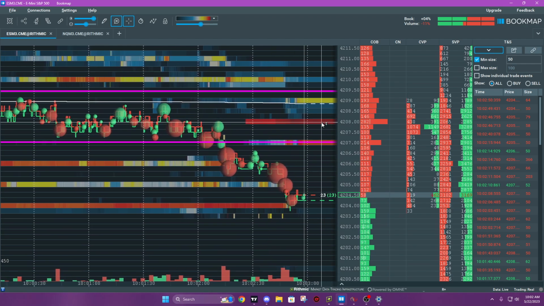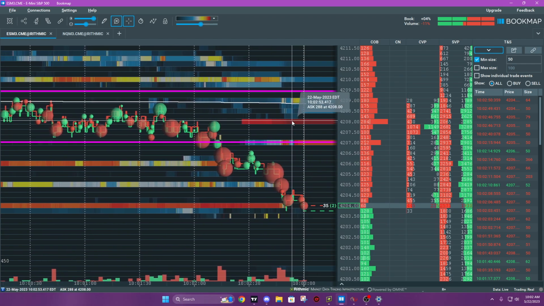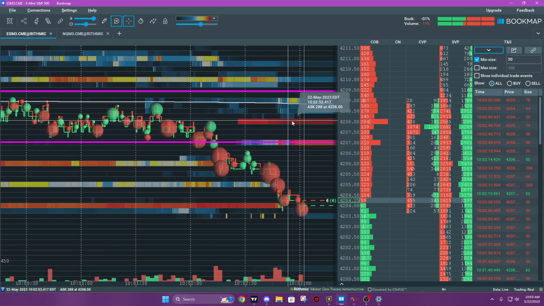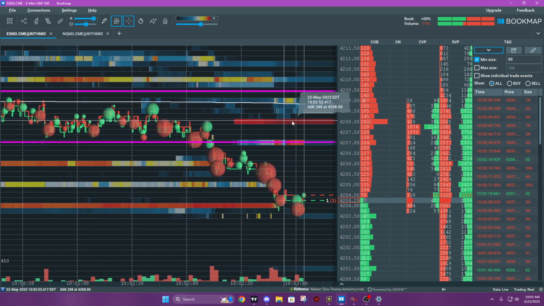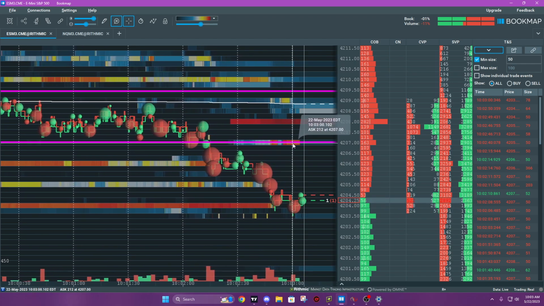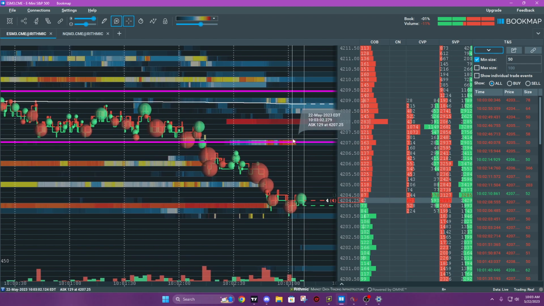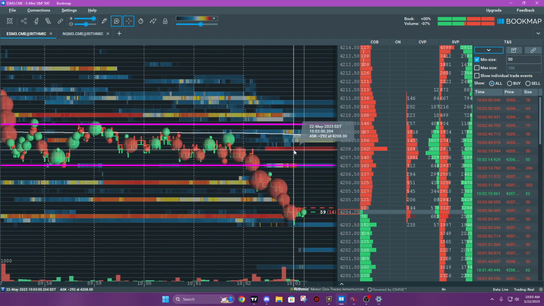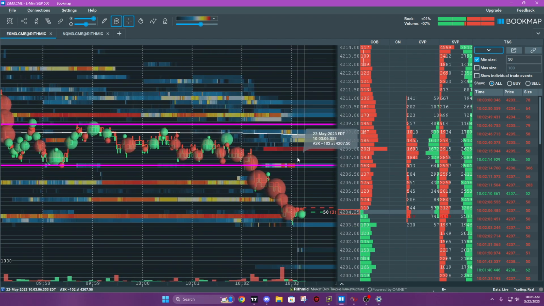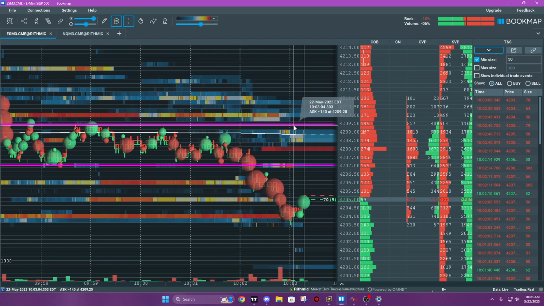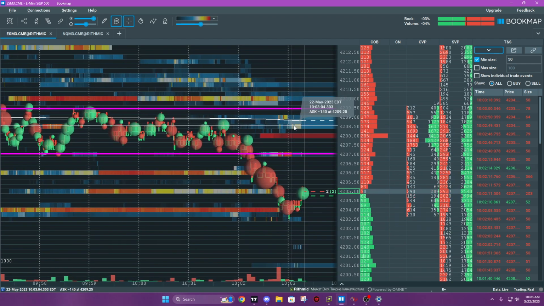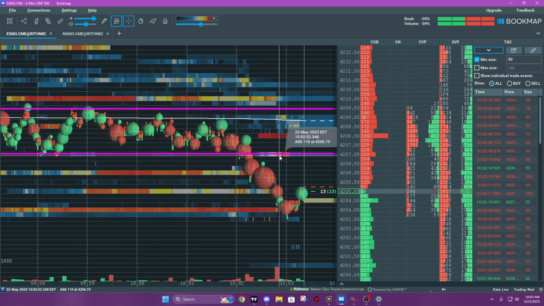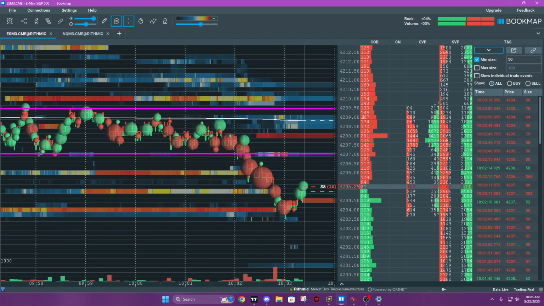Now you can see there's a lot of orders loaded up here. So we have 300 contracts loaded at 4208 and 200 at 4207. So sellers most likely putting orders here to try and push this back down. Could be short people also putting their stops here, maybe moving their stops along the way.